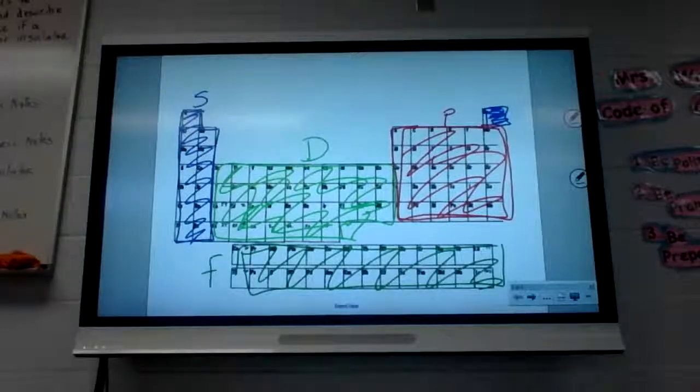Wait, do I have to label S, P, D, and F? Yes, it's useless without S, P, D, and F on it. As long as you know what sublevels are what, yes. Outlining is fine. You can see I worked really hard on mine. You did. That was good.